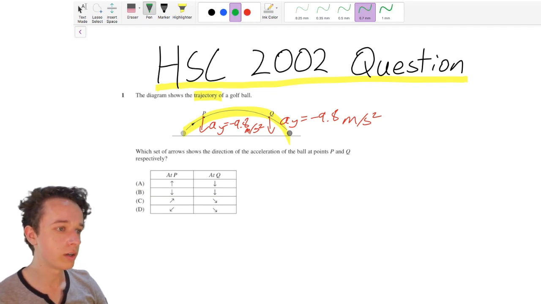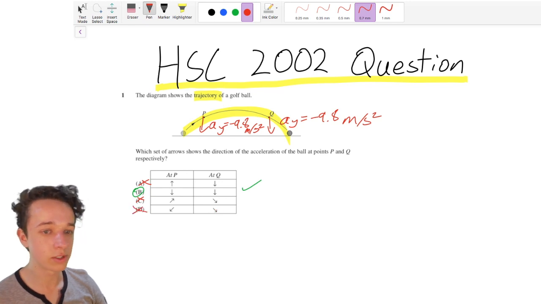And I'll do that in green. Option B is correct. This is wrong because it's pointing up at P, down at Q. C is pointing in this weird direction at Q. So C is wrong. D is down like that and like that, that's definitely wrong. Okay, so B is the correct answer. That was a very quick one.